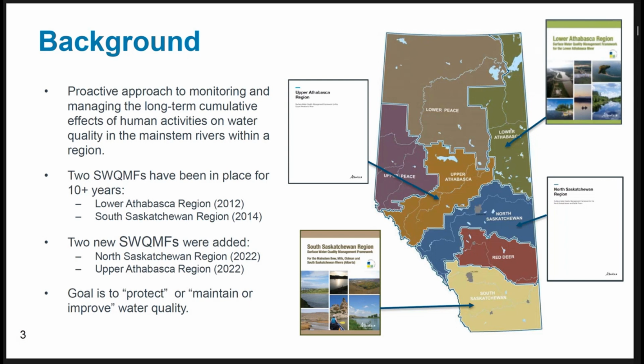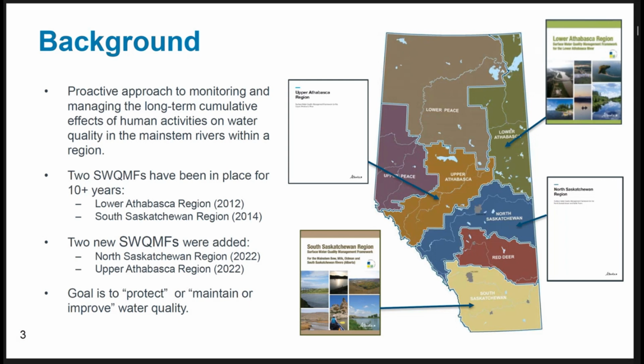Two frameworks have been in place for over 10 years, one in the Lower Athabasca region and one in the South Saskatchewan region, and those were enacted under the regional plans for those areas. And two new frameworks were added more recently in the North Saskatchewan region and the Upper Athabasca region as policy under the Environmental Protection and Enhancement Act in advance of regional plans.